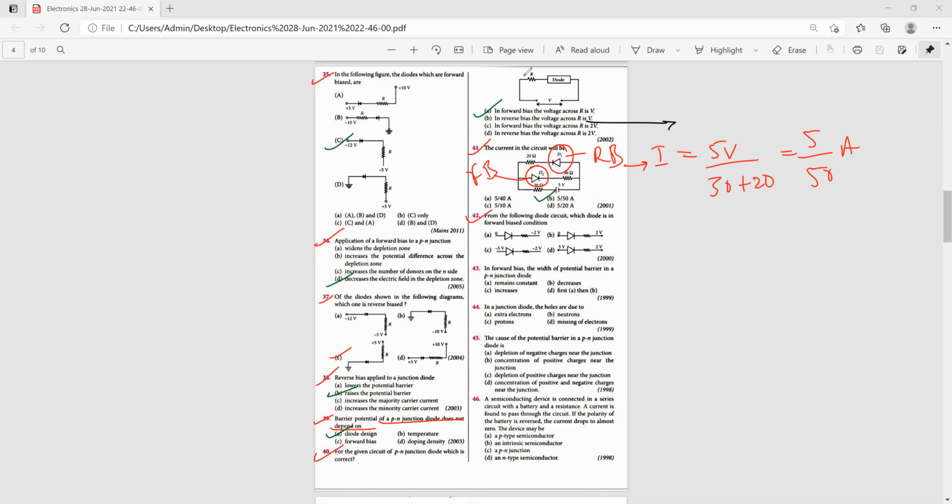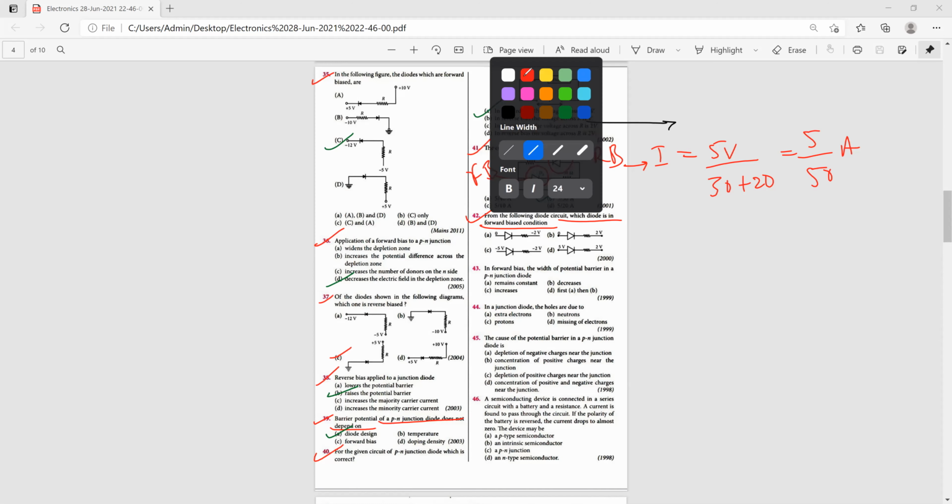42nd one, from the following diode circuits, which diode is in forward bias condition? For 42nd one, a diode is said to be forward bias if the P semiconductor of the PN junction is at positive terminal with respect to the N-type semiconductor of the PN junction. So the circuit A one is the right answer.